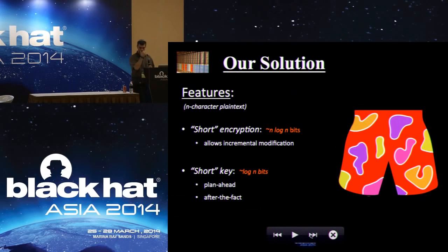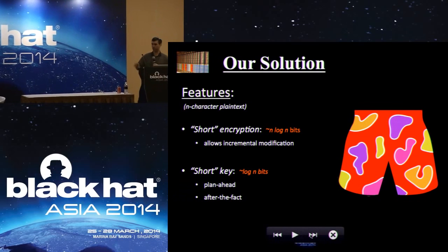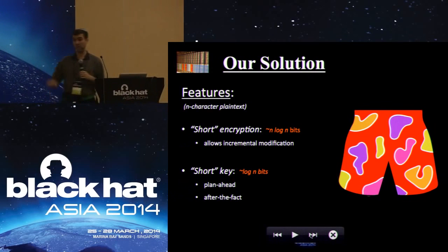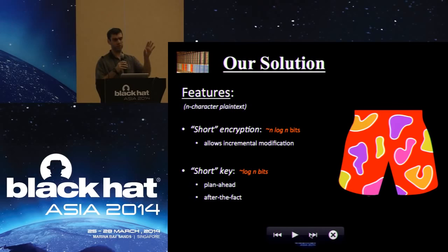All right, good. Our particular solution, and I'll go into it in a little more detail soon, features reasonably short encrypted text, roughly n log n bits, allows incremental modification of the encryption, and has a short key, roughly logarithmic. You can plan ahead for the decoys, or in some cases you can also generate decoy text after the fact.